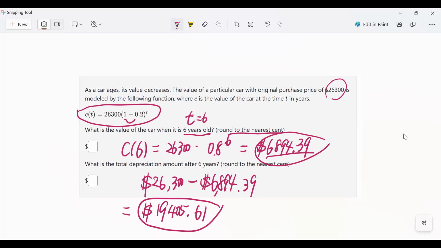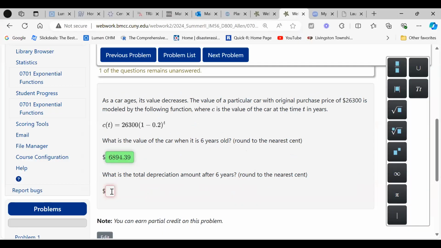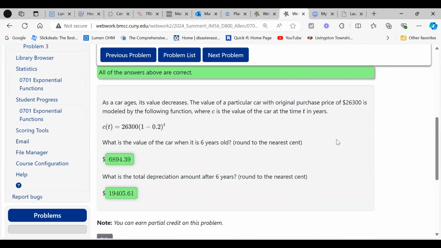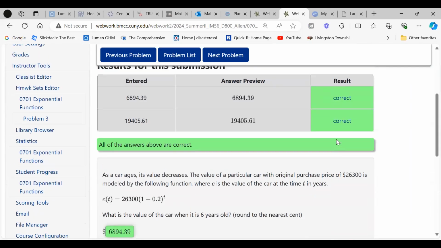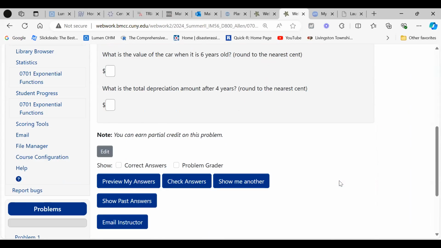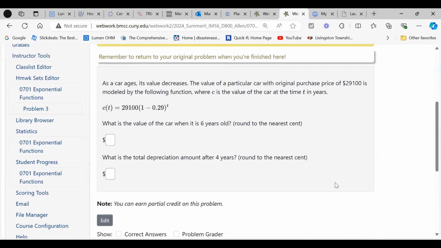Any question about this? Yeah, they were good. All right, okay. I guess you guys can try one of those. Show me another. Okay, you try this.